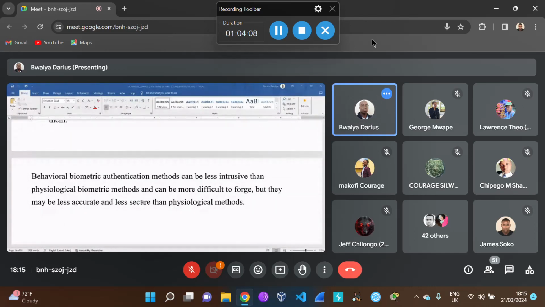But what do you think when compared with the physiological ones? When you compare with the physiological ones, you discover that they fall far short in terms of security. Even with a signature, one clever individual is going to forge it somehow. He's going to write it exactly. If we have artists that can draw your face, how about a signature? There can be such guys, so it's actually possible to forge.